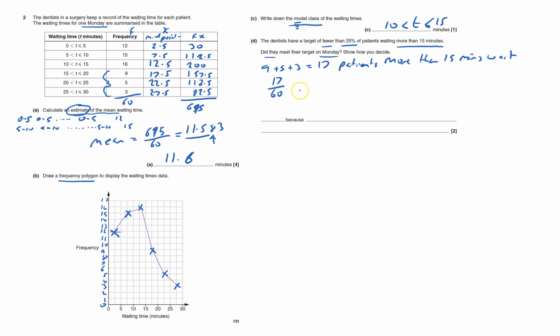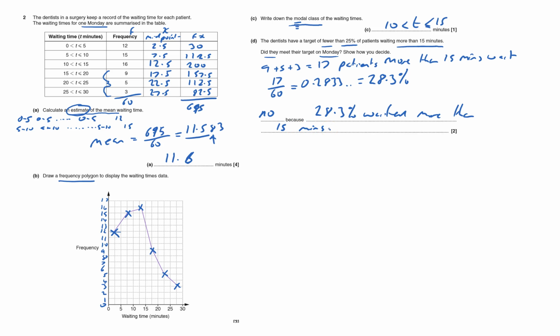So I calculated 17 out of 60, and that will give me 0.2833, which equals 28.3%. Therefore, no, because 28.3% waited more than 15 minutes.